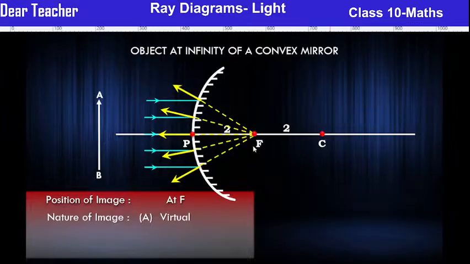You cannot catch it on the screen. Therefore, the nature of the image is a virtual image. It is formed behind the mirror, and it is erect, and it is highly diminished. You can write behind the mirror also. So virtual, erect, and highly diminished, smallest image. Okay. So this is the first case, object at infinity of the convex mirror.